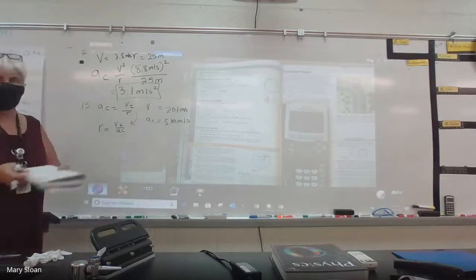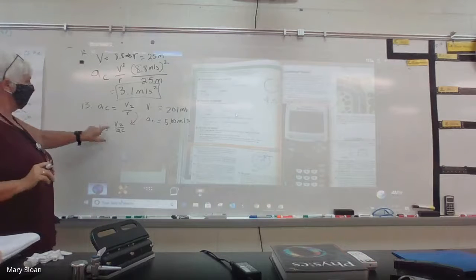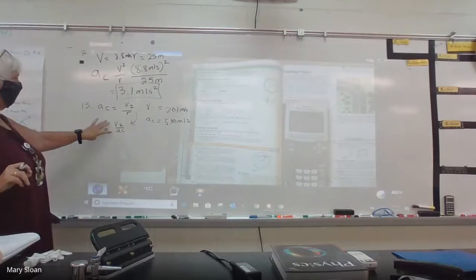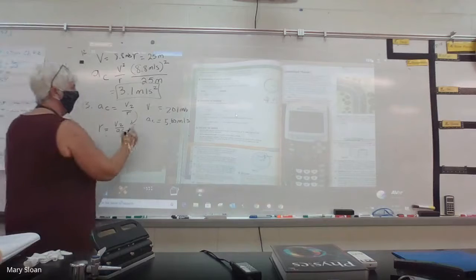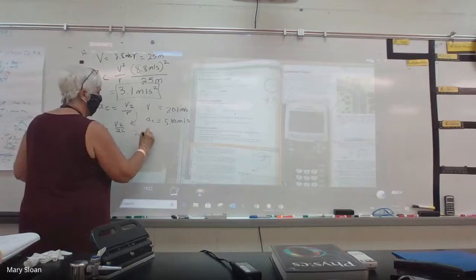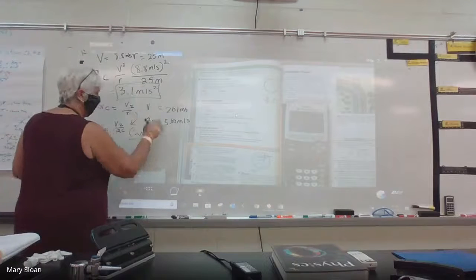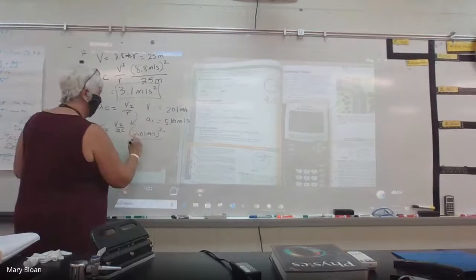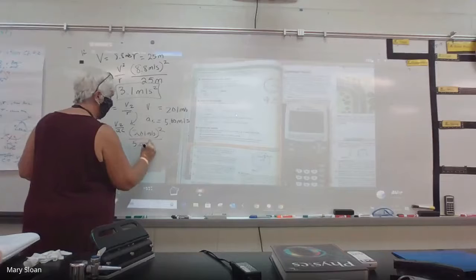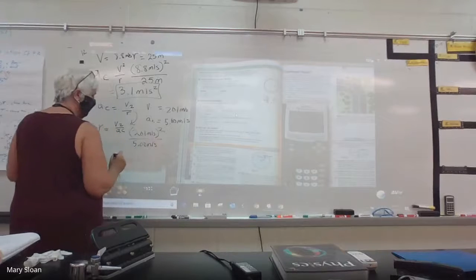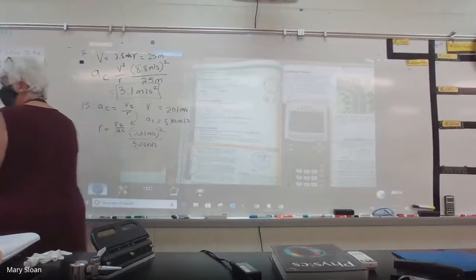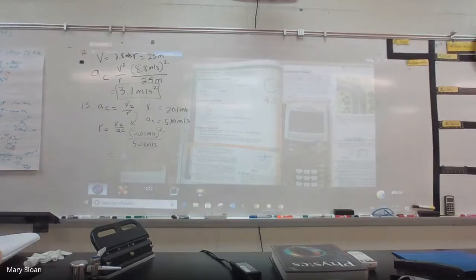So let's go ahead and put it in our equation. What I'm looking for is the radius. I'm going to take my 201 meters per second and square it, and divide it by my AC, which is 5.00 meters per second squared. So let's put it in our calculator. 8,080.2. Okay.